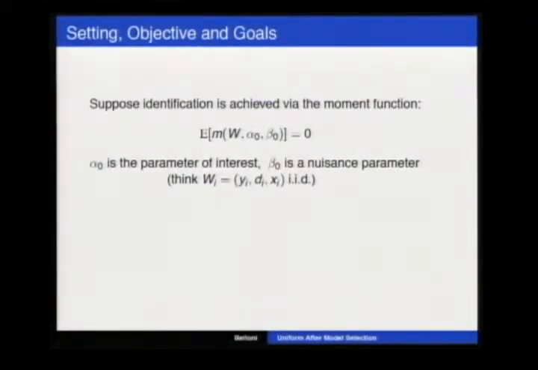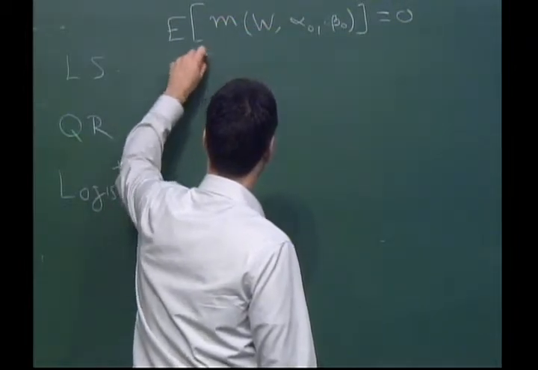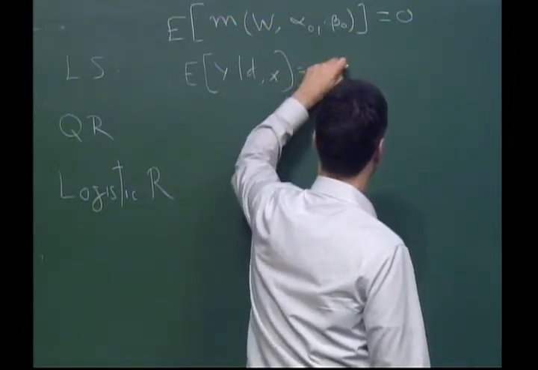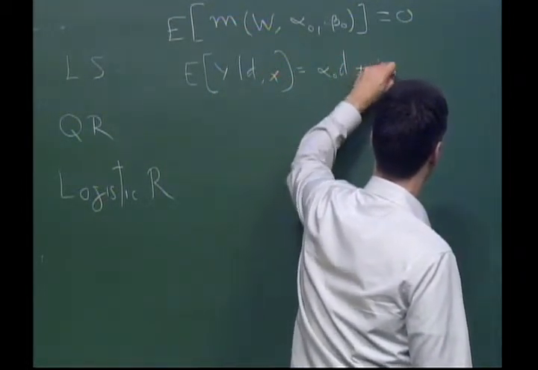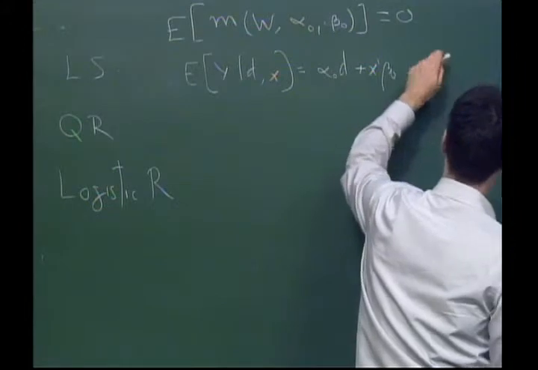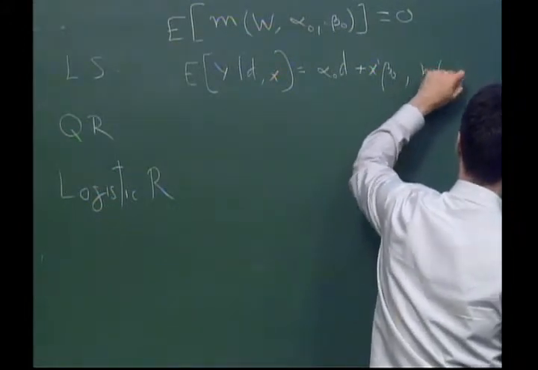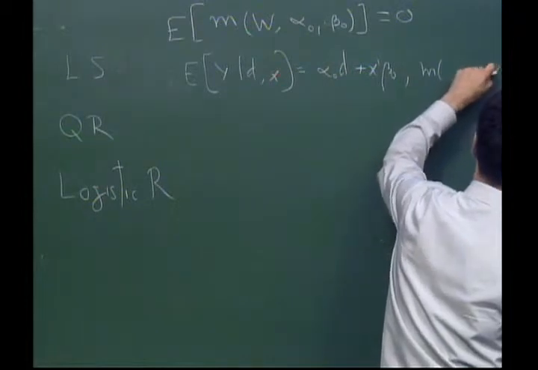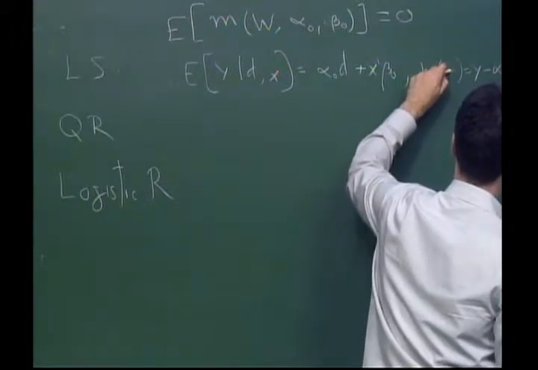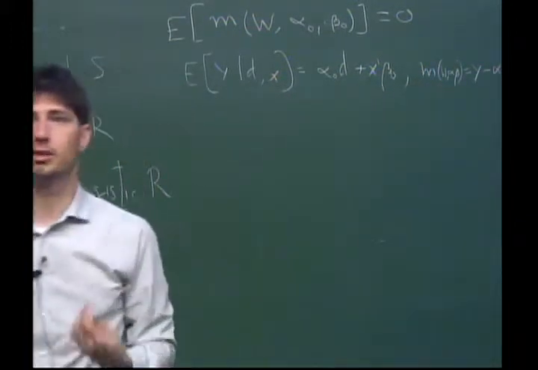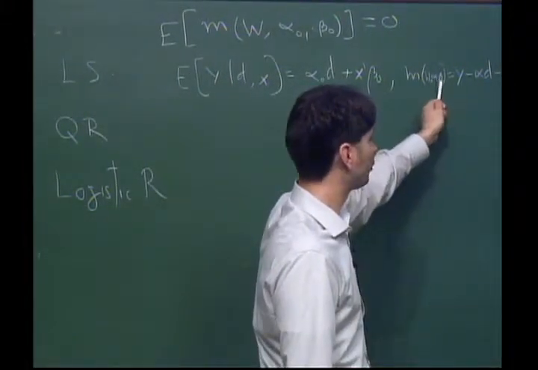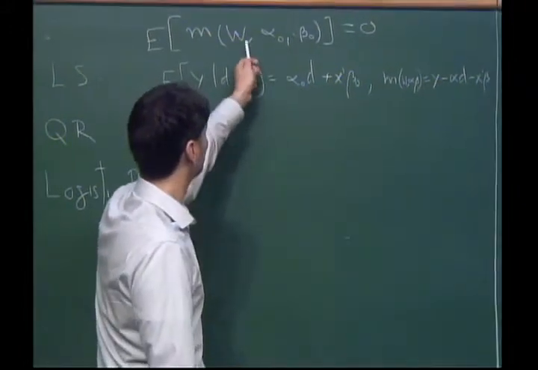And then if you look at the least squares, we have the expectation of Y given D and X to be alpha naught D plus X beta naught. So our moment equation there is just Y minus alpha D minus X beta, W alpha beta. So basically, when you take the expectation of this function and you evaluate at alpha naught and beta naught, you get 0.